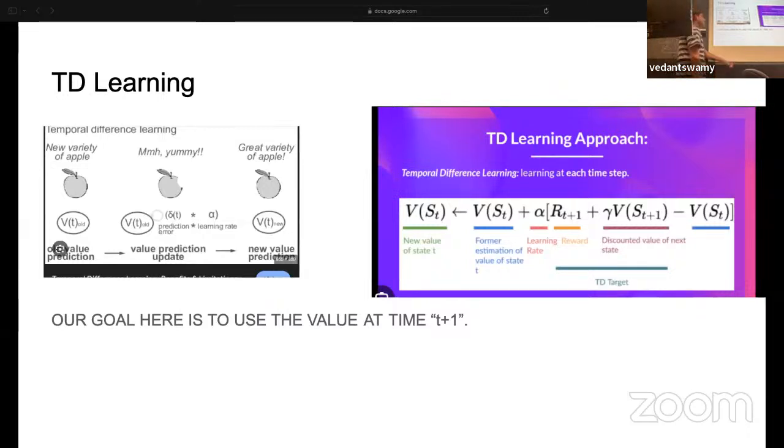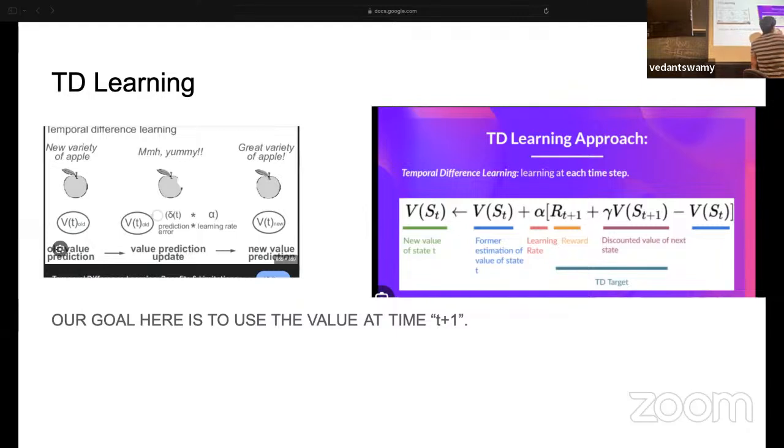So this is a way in which we update the value at a particular stage. Our target here is a reward at t plus 1 plus gamma times the value of st plus 1. Like I said, we just care about the value at t plus 1. So after the agent just performs one step, we can continuously update the value at a particular stage.